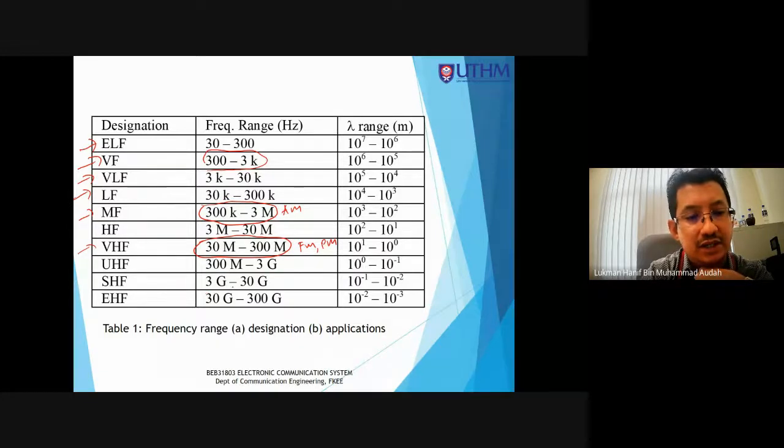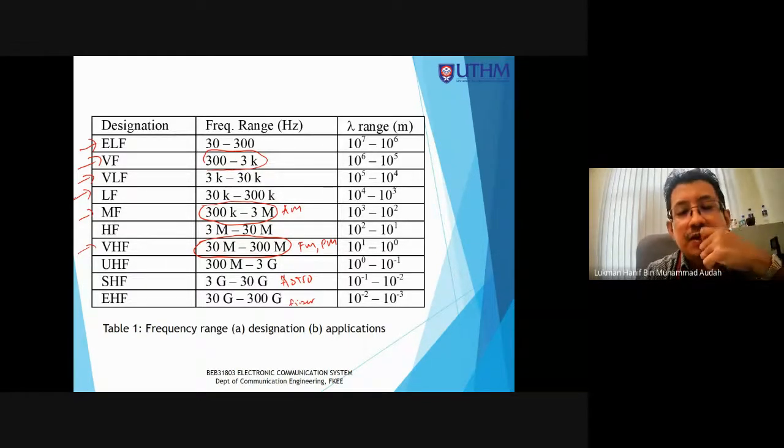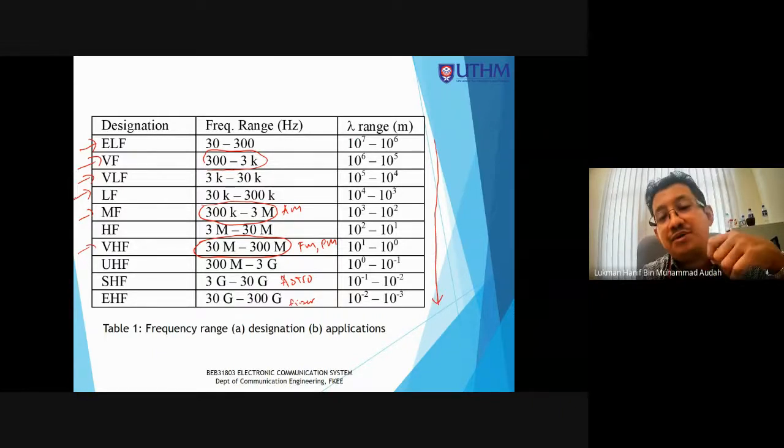And then ultra high. And then here is 3 giga until 30 giga. This is your Astro signal menggunakan frekuensi yang ini, dan yang lain ini contohnya adalah untuk fiber optics, high frequencies. And then you see that from here, when you go to higher frequency, the lambda becomes smaller.